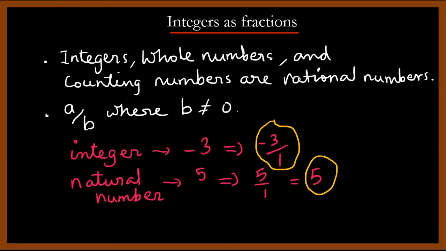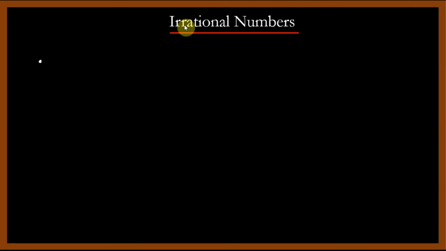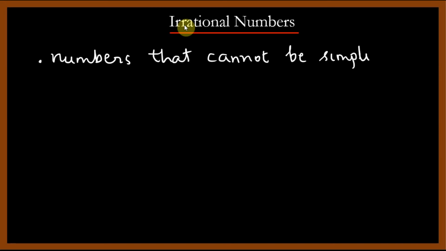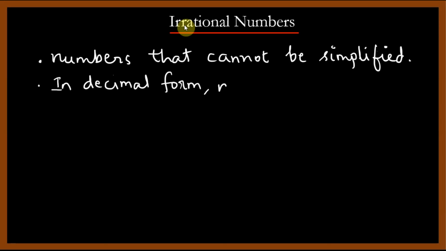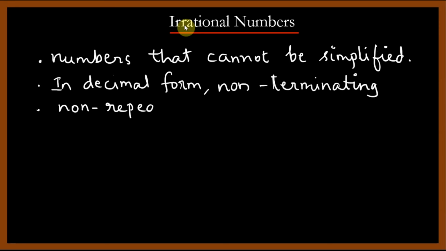So now we talk about irrational numbers. There are numbers that cannot be written in a by b form where b is not equal to 0. These numbers are called irrational numbers. The irrational numbers are those that cannot be simplified because in decimal form they are non-repeating, non-terminating numbers.